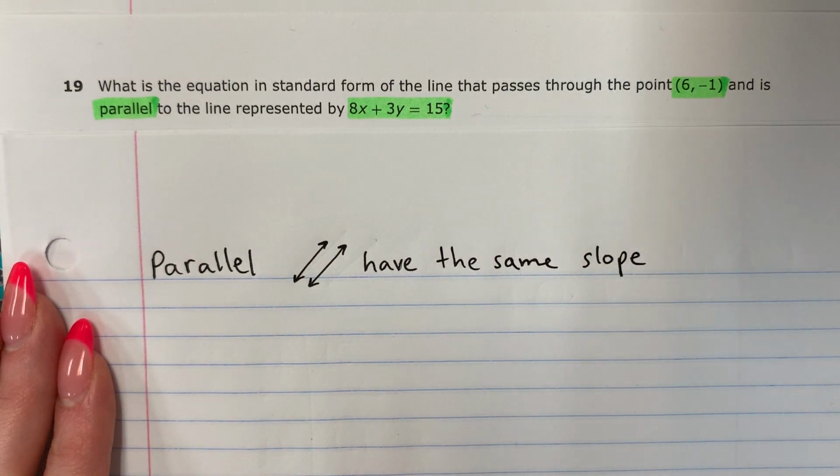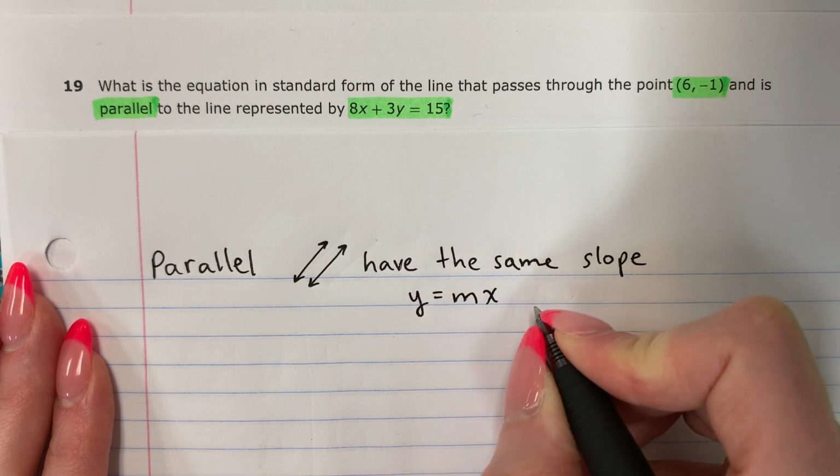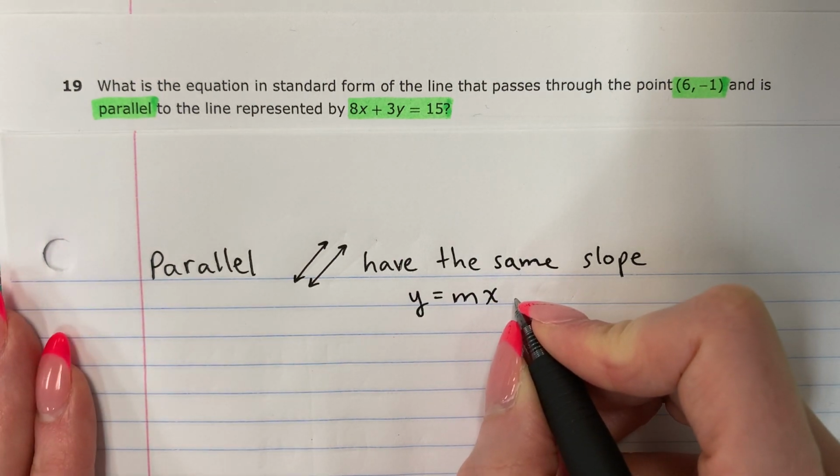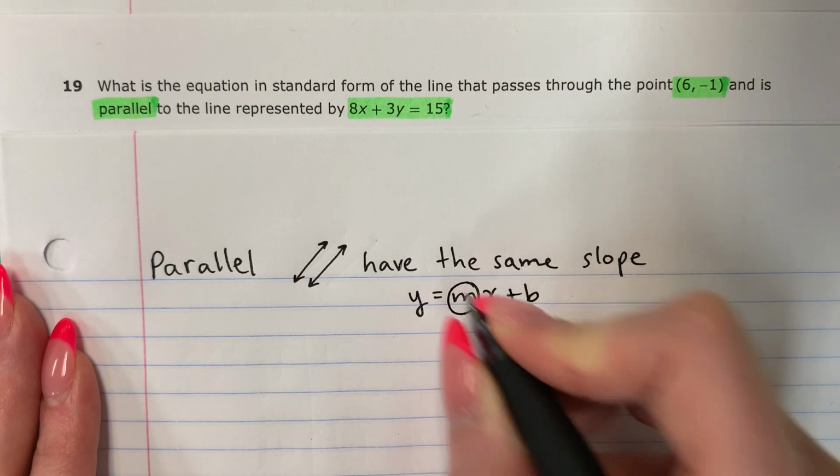Okay, now what is slope? Remember, slope is m in this slope-intercept form formula. Okay, so slope is the m here.